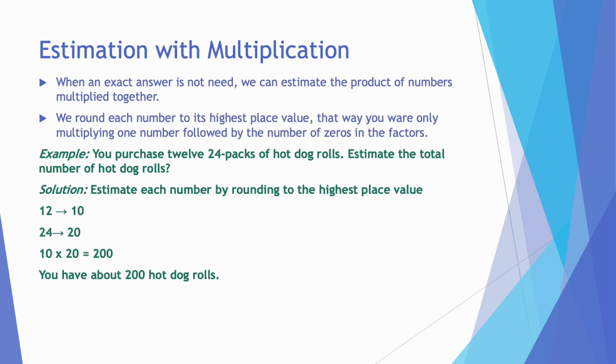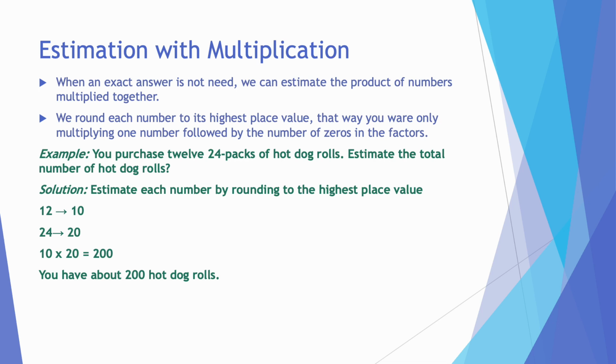You can also do estimation with multiplication. When an exact answer is not needed, you can estimate the product of numbers multiplied together. We round each number to its highest place value. That way you're only multiplying one number followed by a number of zeros in the factors.